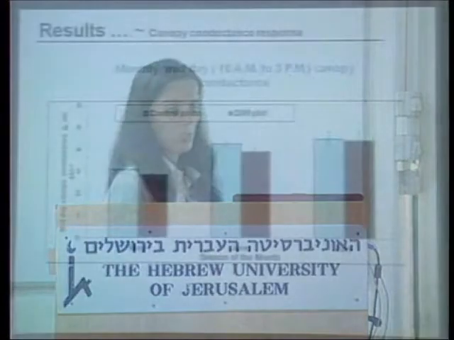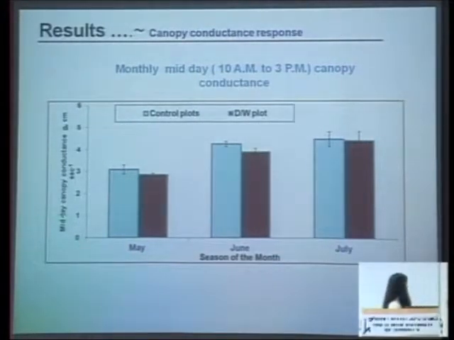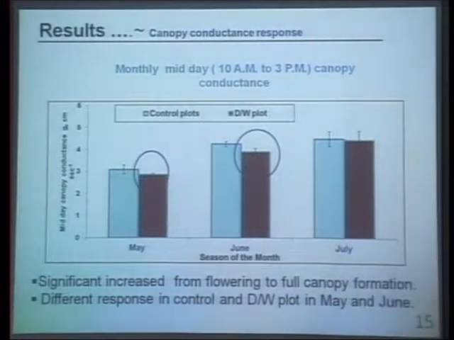Canopy conductance response: monthly midday canopy conductance. The midday canopy conductance, GC in cm per second, for May, June, and July in the control and drying plots. We found a significant increase in sap flow and canopy conductance with month in both the control and drying plots, while a difference between plots was found in May and June but not in July. It means in May and June we have the drying cycle, but not in July.